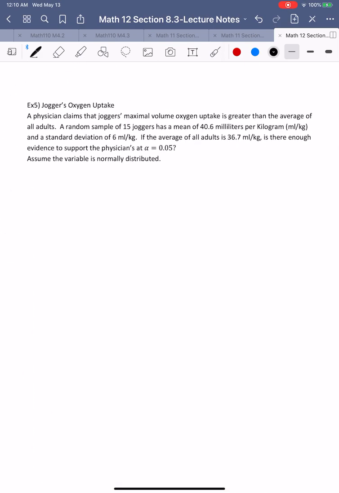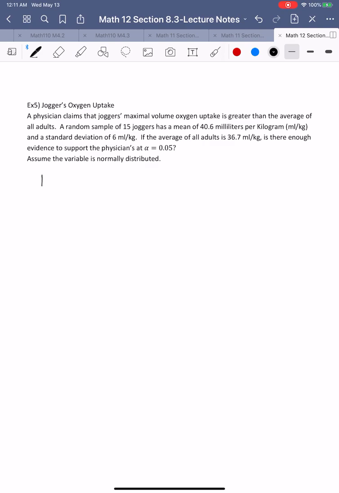the hypothesis test. So that's the problem. Jogger's oxygen uptake. The physician claims that the joggers' maximal volume oxygen uptake is greater than the average of all others. A random sample of 15 joggers has a mean of 40.6 milliliters per kilogram and a standard deviation of 6 milliliters per kilogram. If the average of all others is 36.7 milliliters per kilogram, is there enough evidence to support the physician's claim at alpha equal to 0.05? Assume the variable is normally distributed.